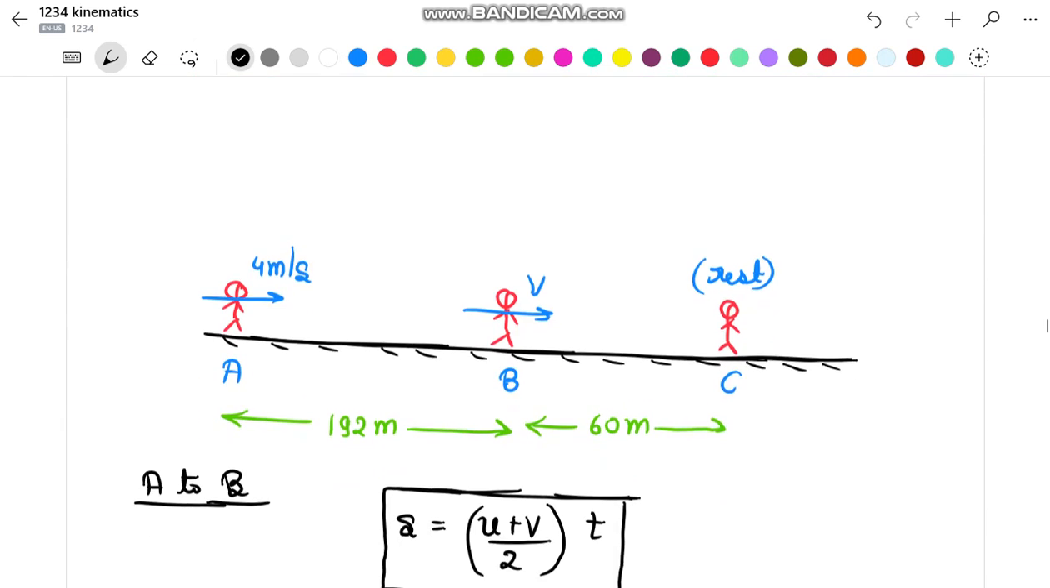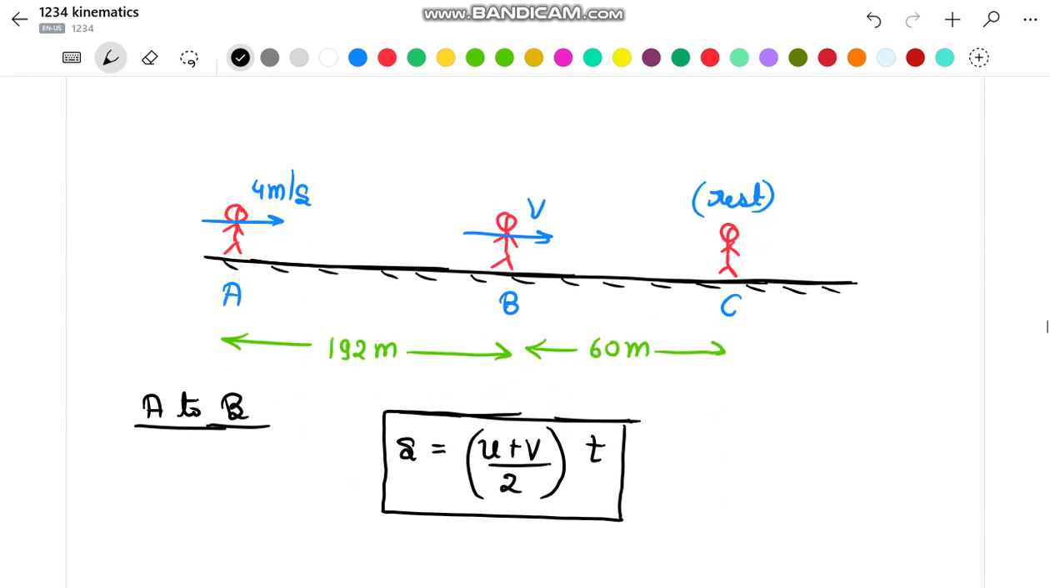I have drawn the particular scenario, with all the values that are given, for ready reference. The particle initially starts from point A with an initial velocity of 4 meter per second and then accelerates uniformly till point B where it attains the velocity of V. These 2 points are separated by 192 meters and the particle now starts decelerating and comes to rest at point C after traveling a further distance of 60 meters.